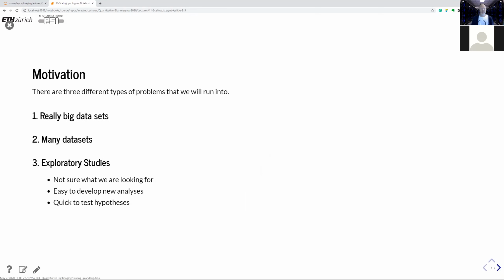The last thing is doing exploratory studies. You know something behaves in the sample, but you're not really sure what you're looking for. That also produces a lot of data, because you have to capture data that covers at least your main hypothesis. But then you also may have to develop new analysis techniques, also doing quick tests on the data. Just grab a little sample somewhere and do an initial analysis in order to do this study.